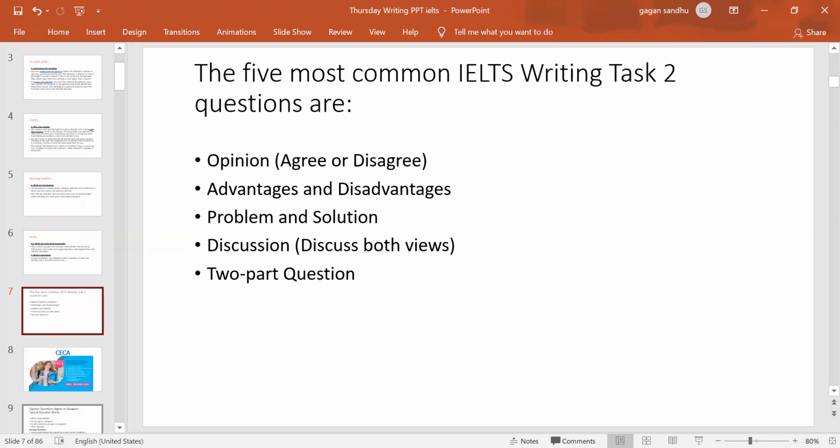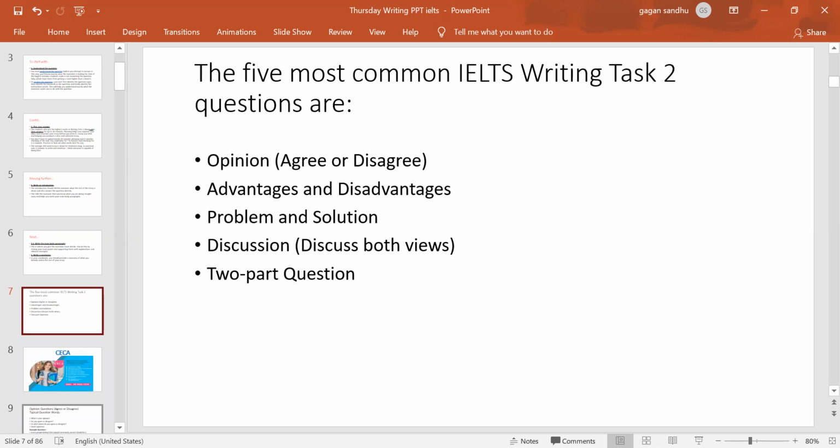Then these are the 5 common IELTS writing task 2 questions. First, where they're asking your opinion, whether you agree or disagree. Then they'll be asking about any object or thing mentioned in the essay, and its advantages and disadvantages, which can be merits, demerits, pros, cons, right? Then come the problem and solution essays, right? Then come the discussion essays, where you are discussing both sides of view, the both-sided essay as we know them.